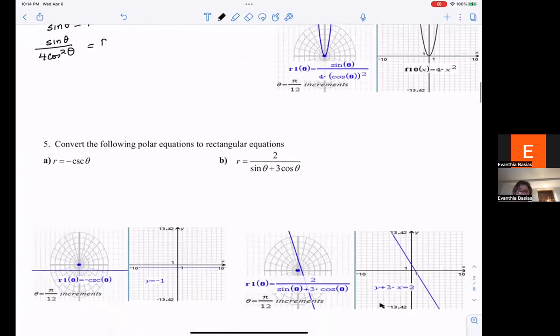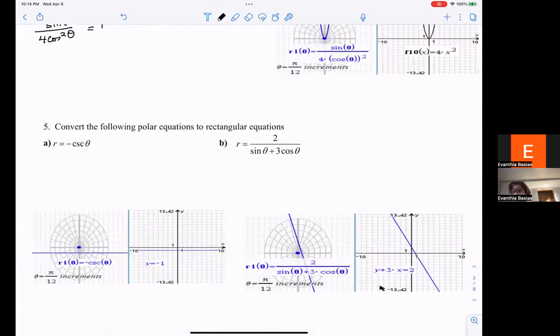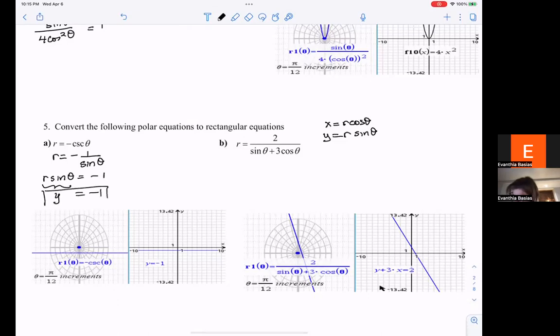Okay, now to change polar to rectangular, we have to use a little bit of creativity and fit these two equations and find them within the formula. So if we rewrite cosecant as 1 over sine theta and cross multiply, our r sine theta is already y. And this is our horizontal line that we have pictured in both.